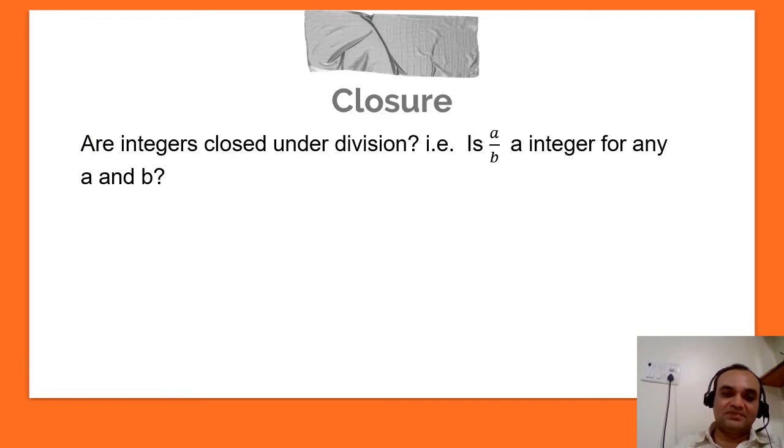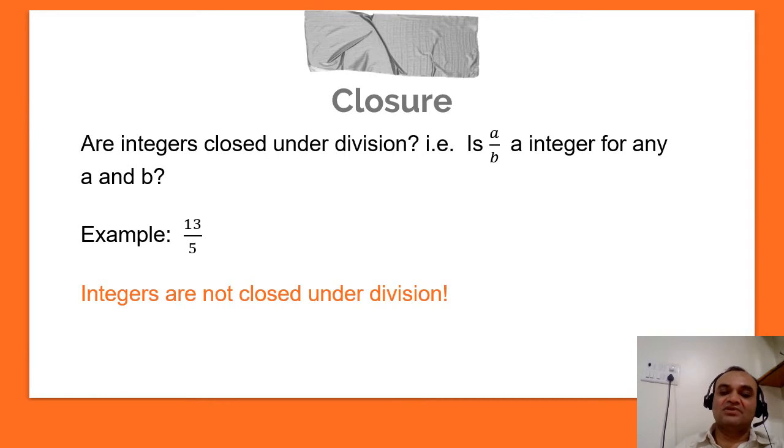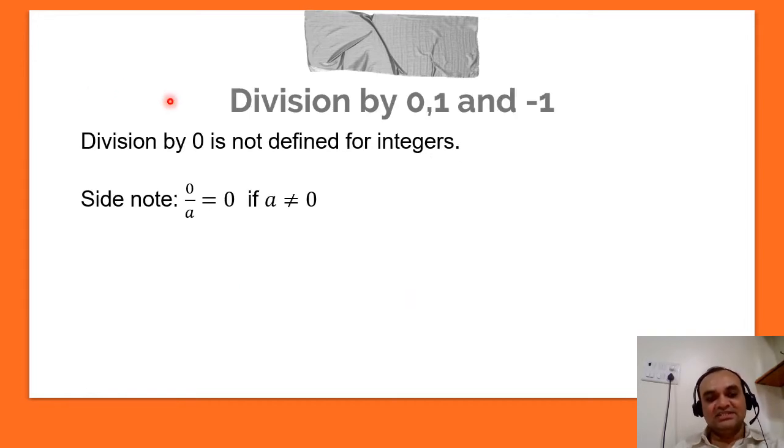How about closure? Are integers closed under division? That is, if I take two integers A and B, is A divided by B an integer for any A and B? So let's take an example. Say 13 by 5, and we know that that is not an integer. So integers are not closed under division either. So division is not commutative, not associative, and integers are not closed under division. Let's take a look at division by some special numbers, that is division by 0, 1 and minus 1.